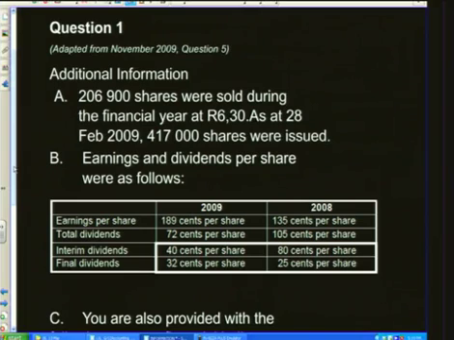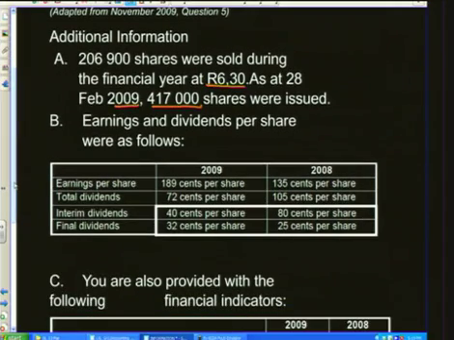206,900 shares were sold during the financial year at R6.30 each, as at 28th of February 2009. In other words, at the end of the current year, 417,000 shares were issued. Right, next bit of info. Earnings and dividends per share were as follows.